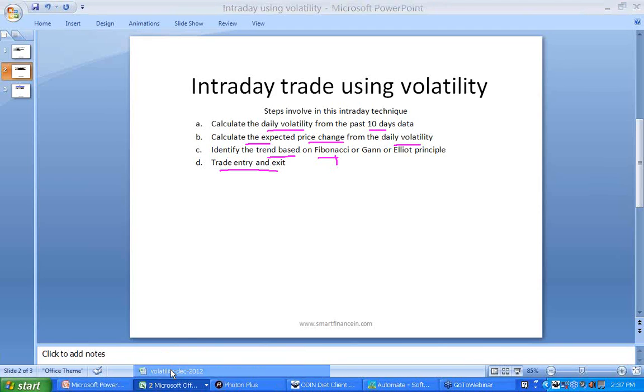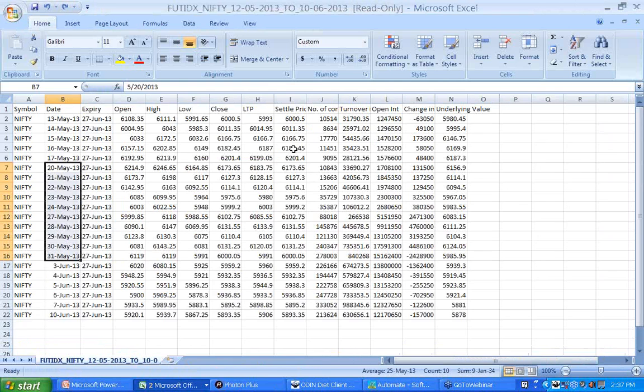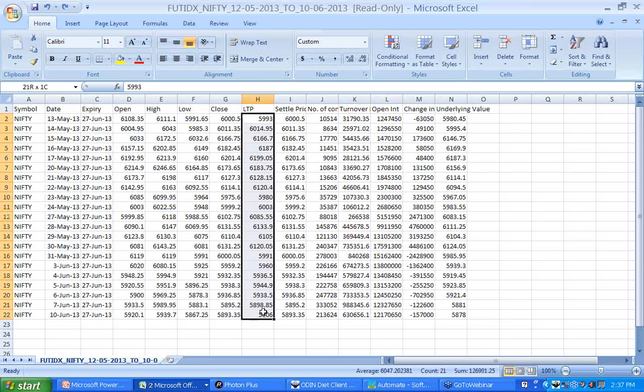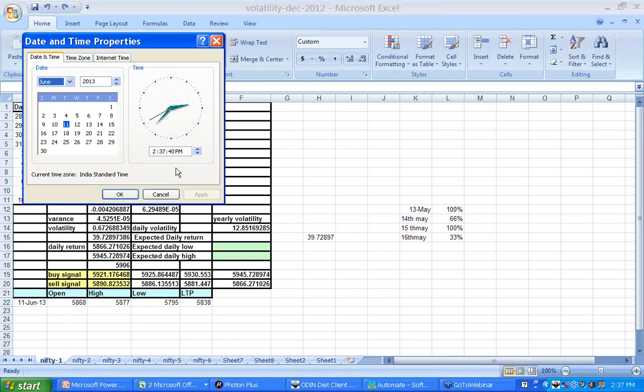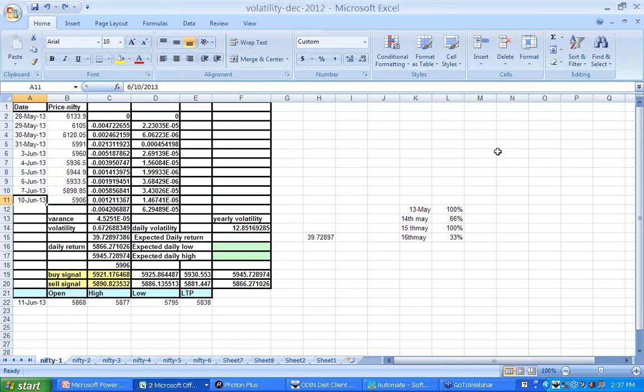So I have just taken one Excel sheet here. I have taken the NSE Nifty data, and I'll be taking the last traded prices of the NSE to backtest this method. What I have done here is take the past 10 trading days data, last traded price, from 28th May to 10th June. I am recording this on 11th June, time is 2:38, so in the live market also we can see its performance.